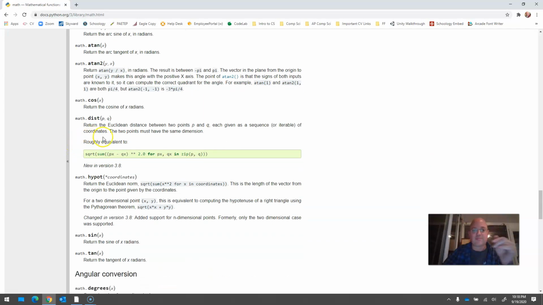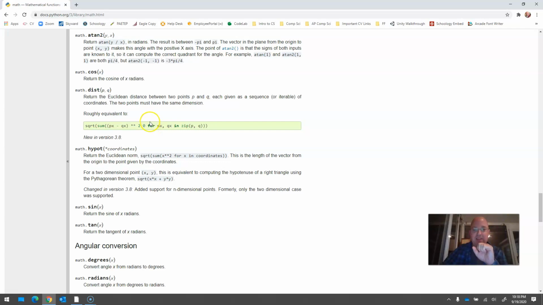So if I scroll down, you can look for all these different things, and I want the one that says the distance. Return the Euclidean distance. Euclid, guy who made up geometry, between 2 points P and Q, each given as a sequence or an iterable of coordinates. The 2 points must have the same dimension. What does that mean? That's pretty strange, right? Okay. So what it's getting at is that you're trying to find the distance between 2 points, right?